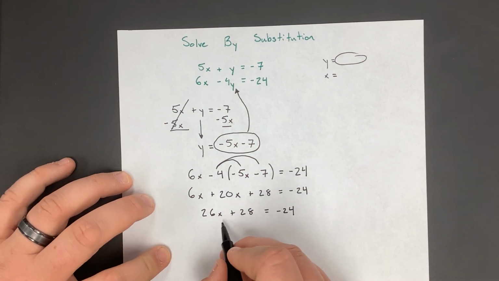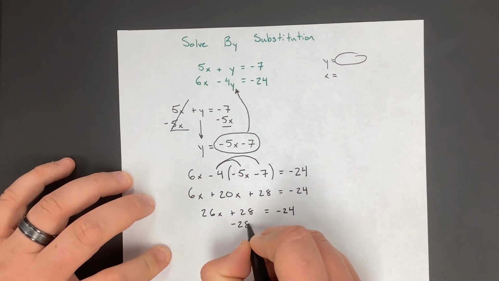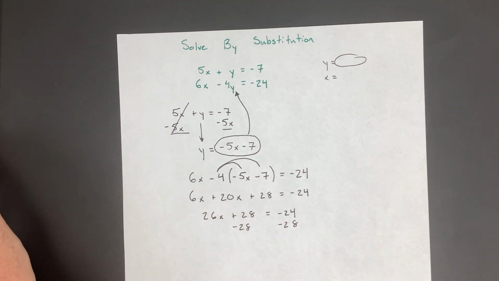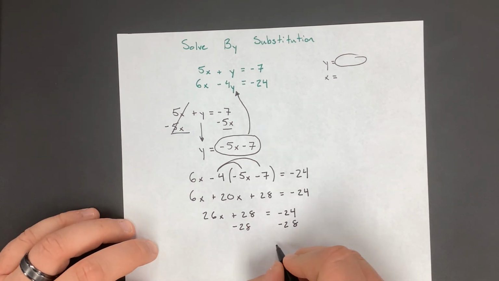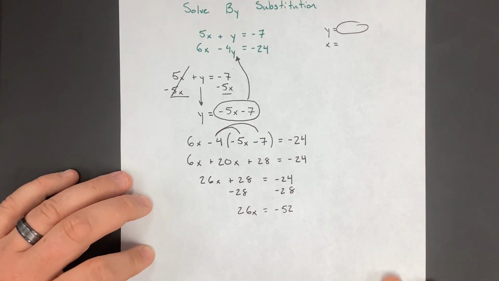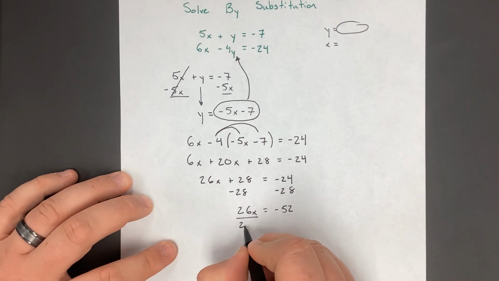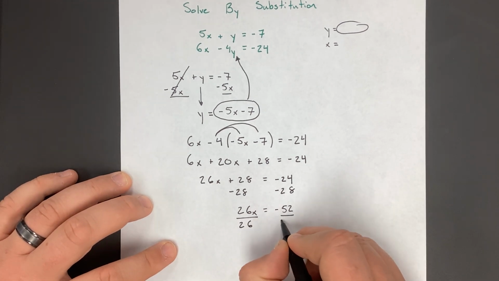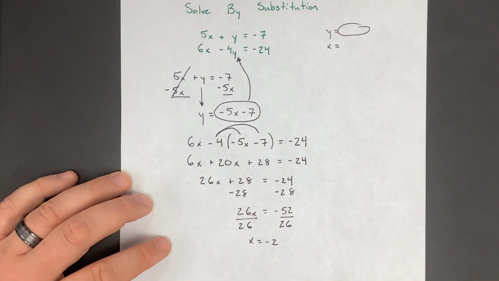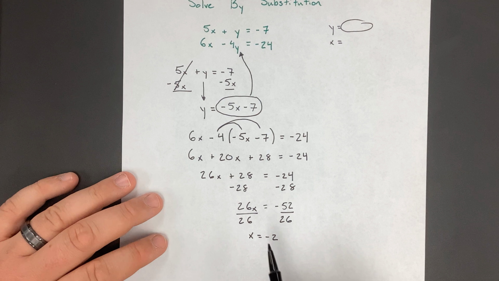Got to isolate this 26x, so I'm going to subtract 28 on both sides. Negative 24 minus 28 is going to give us negative 52 equals 26x. Then we have to divide by 26 on both sides. So x is going to be equal to negative 2. So we found our x for this equation.